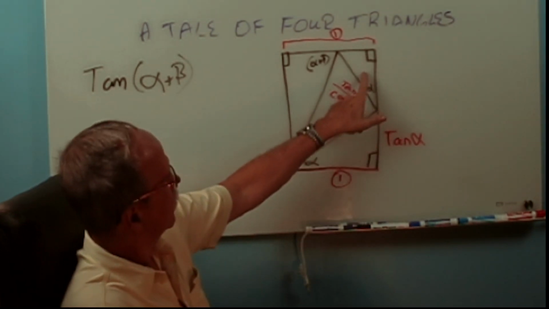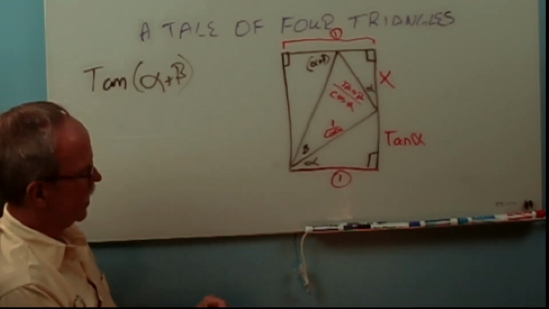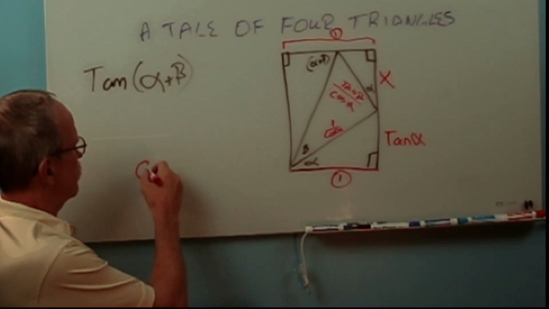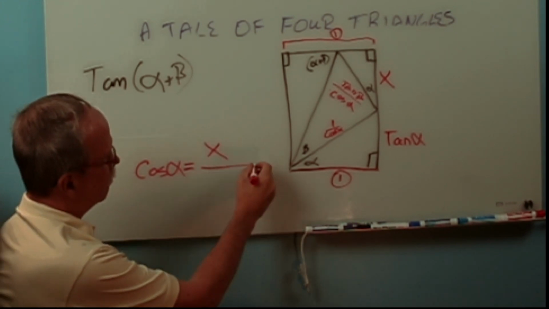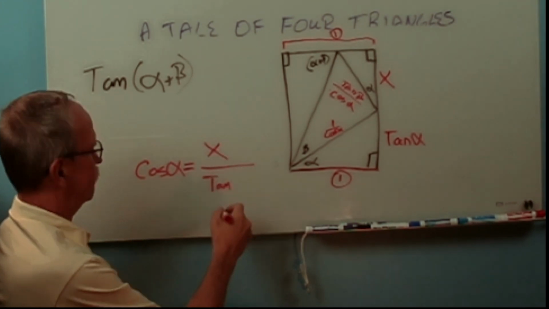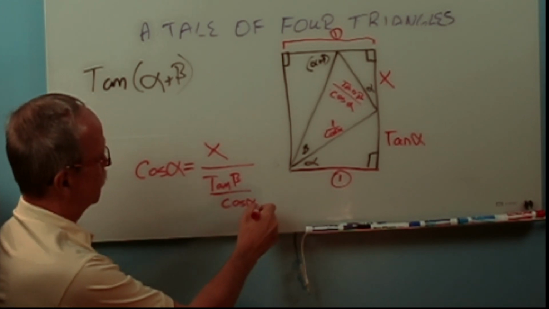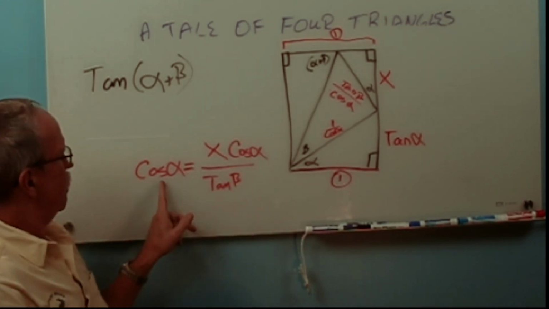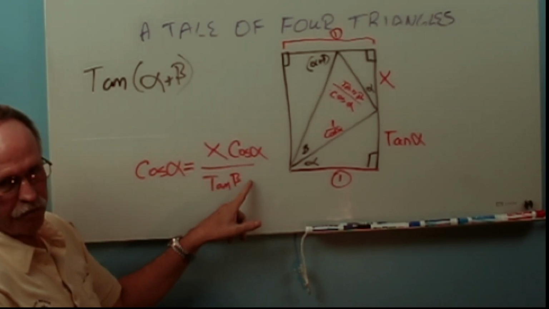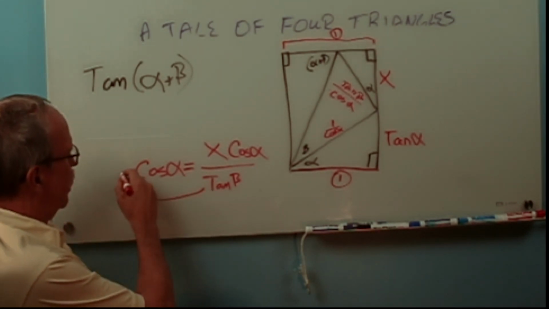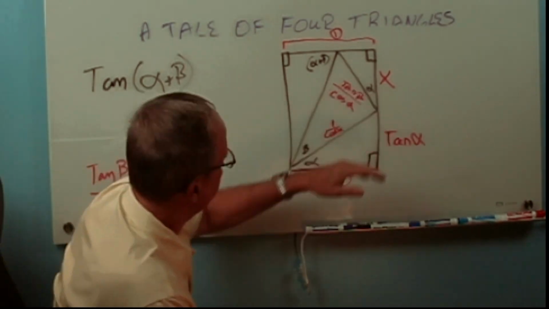All right, let's have a look at this triangle right here. What is this side of that triangle? We know cosine alpha equals x over tangent beta. Did it again. Tangent beta over cosine alpha. Remember, that goes up there. So now we have cosine alpha equals x times the cosine of alpha over the tangent of beta. Now, that can go here, and that can go down here, and there's our answer.